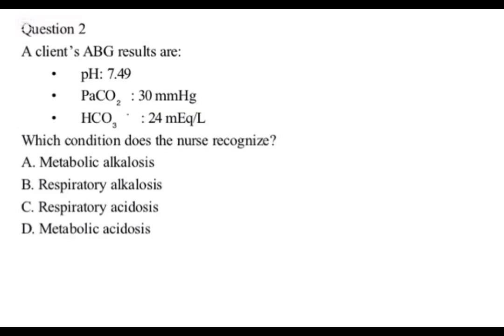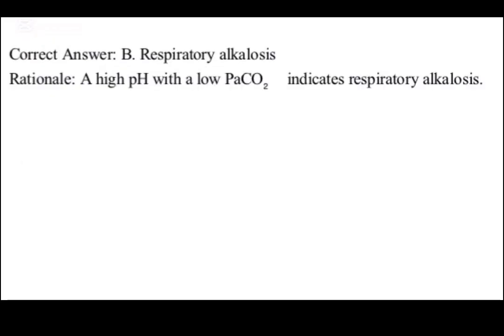Question 2. A client's ABG results are pH, 7.49. PaCO2, 30 mm of mercury. HCO3, 24 milliequivalent/L. Which condition does the nurse recognize? A. Metabolic alkalosis. B. Respiratory alkalosis. C. Respiratory acidosis. D. Metabolic acidosis. Correct answer, B. Respiratory alkalosis. Rationale: a high pH with a low PaCO2 indicates respiratory alkalosis.